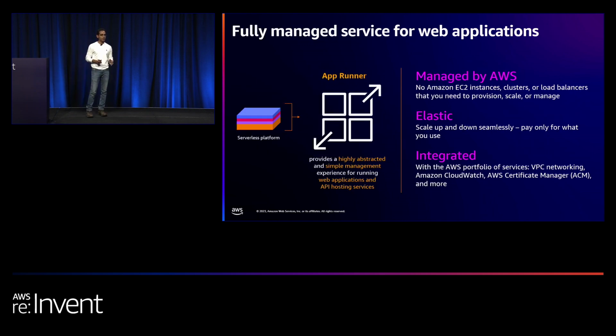It's a highly abstracted, fully managed service that enables you to run web applications and APIs in AWS clouds. It's managed by AWS, which essentially means that you do not need to manage Amazon EC2 instances or any compute instance. No need of managing clusters, load balancers, and all those things. It's highly elastic. It scales up and down based on your traffic needs in a very cost-optimized way. It has a very unique granular pricing model that we will see further in our presentation.